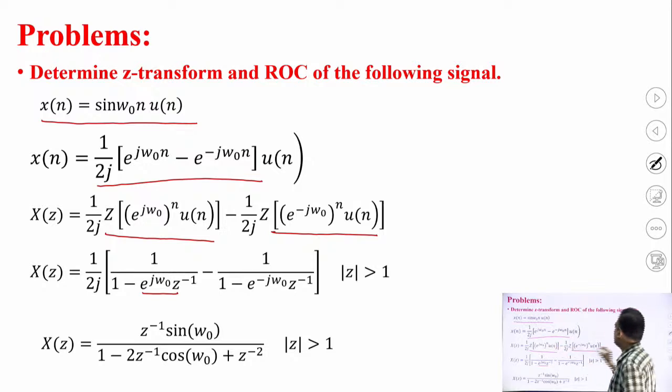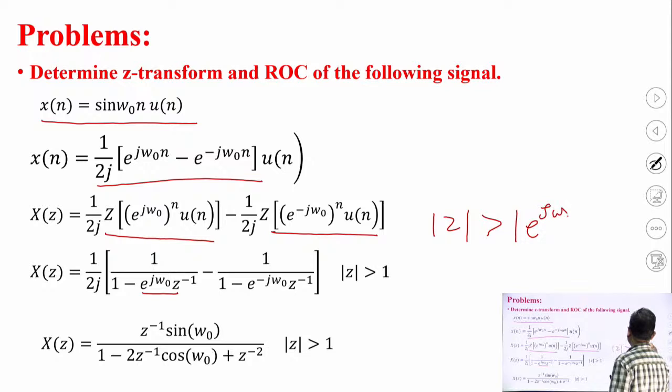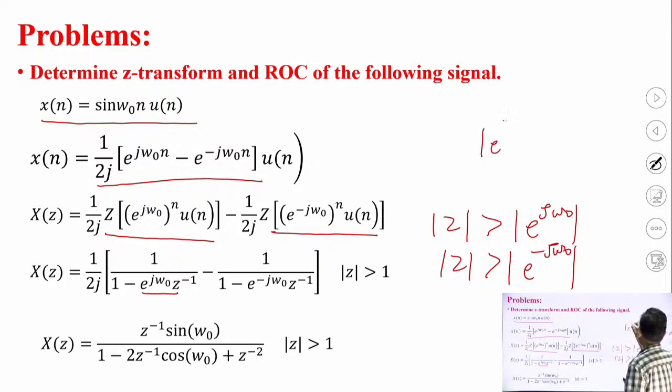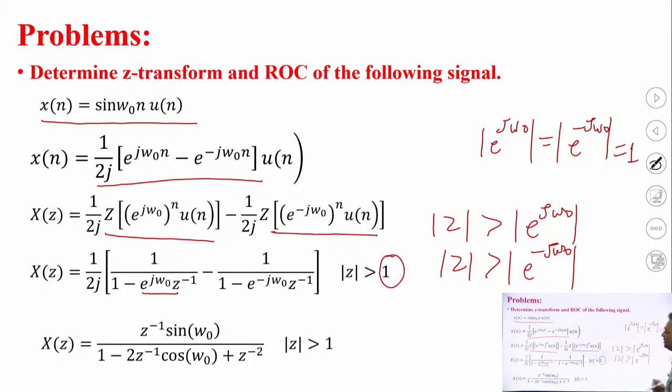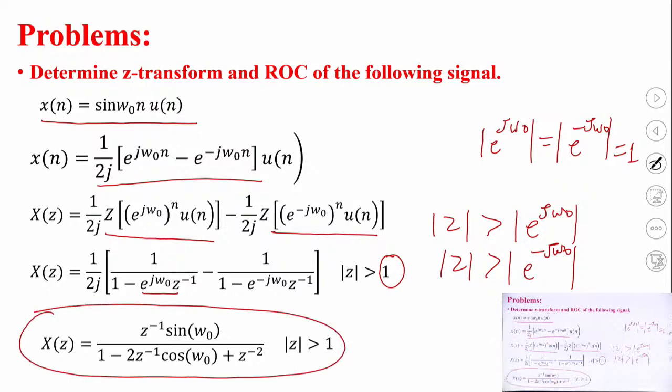For both these cases, ROC is mod z greater than mod of e to the power j omega naught, or mod z greater than mod of e to the power minus j omega naught, and you know the mod of e to the power j omega naught or e to the power minus j omega naught is nothing but equal to 1. Okay, so that's why we have written mod z is greater than 1. When we solve this, we take the LCM, multiply it, and we get the final result X(z) as this, where mod z is greater than 1, which is the ROC for this particular signal.